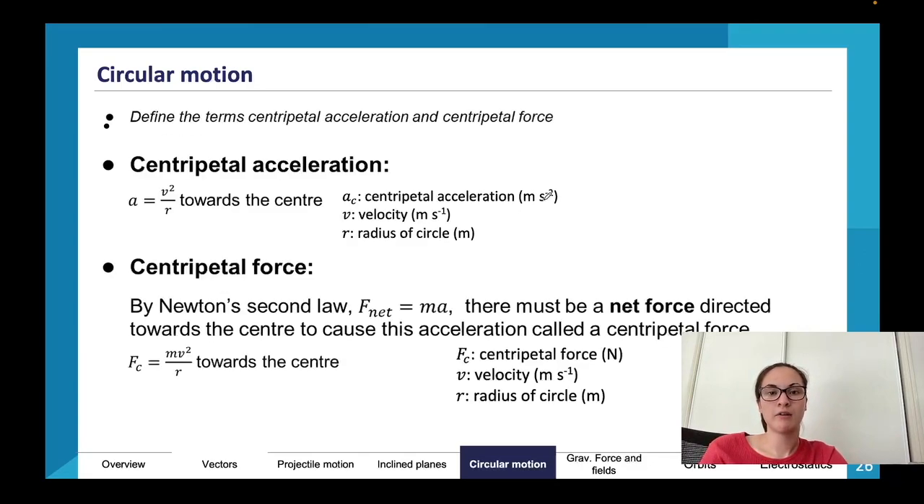Alright, now we're going to look into a couple more definitions here. So we've got centripetal acceleration and centripetal force.